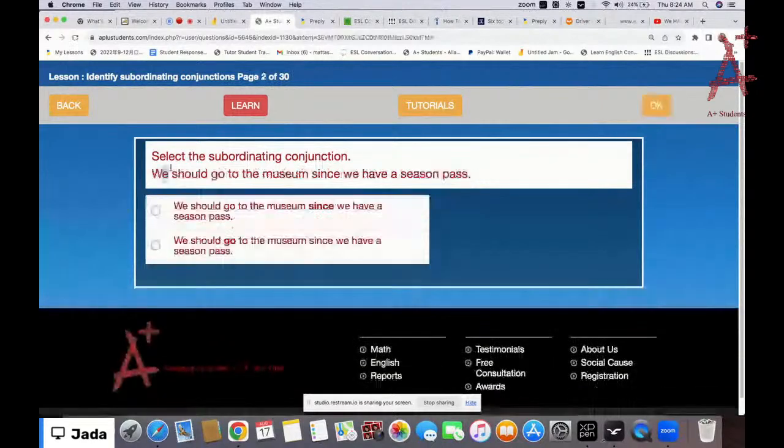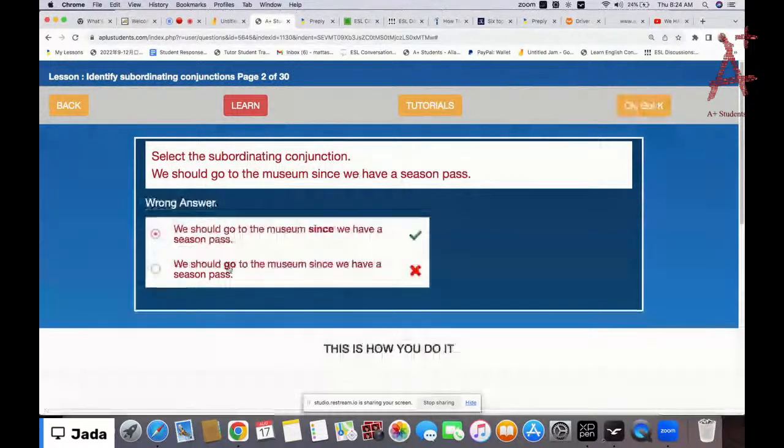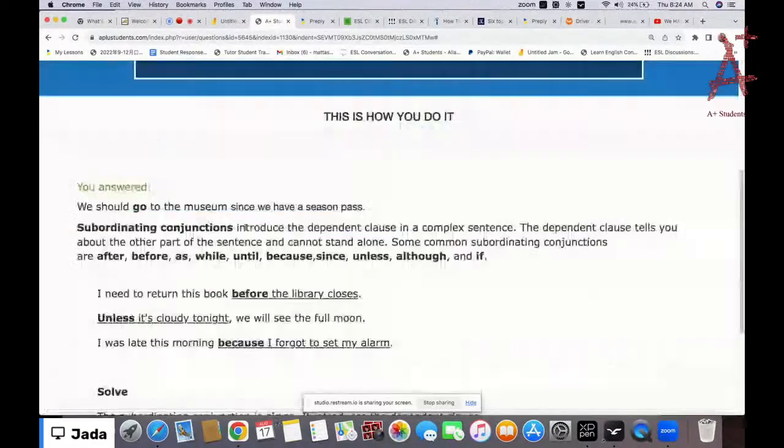Then we should go to the museum since we have a season pass. So are you picking go or since? So let's say that we pick go. Go is the one in blue here, but it's not a subordinating conjunction. So if ever you get any wrong and you're trying to remember the subordinating conjunctions, these are the subordinating conjunctions listed here.